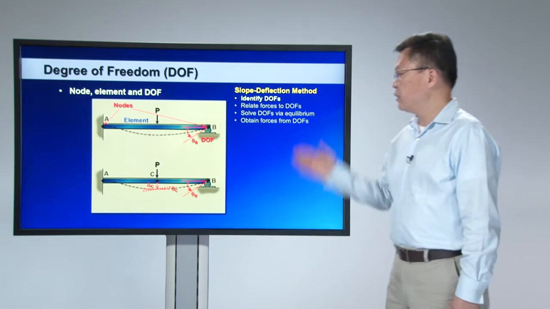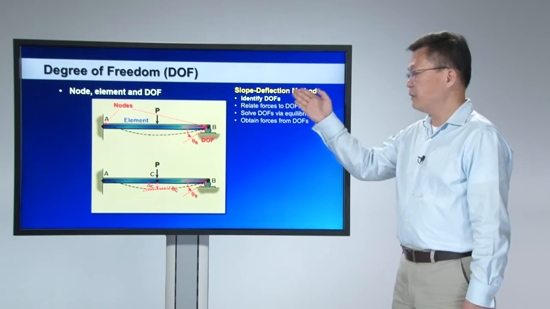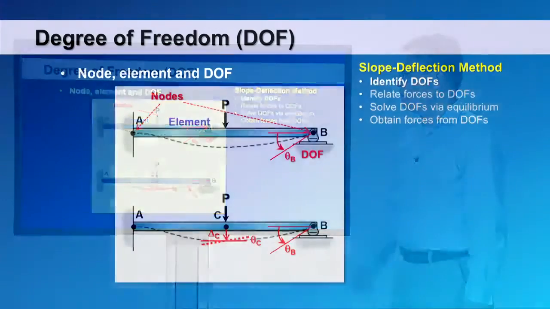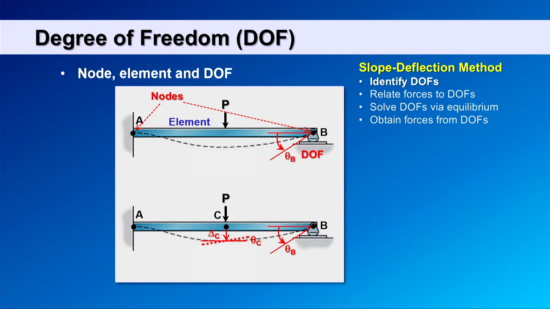The slope deflection method follows these steps. First, you have to identify degrees of freedom, like I just did. Next, you need to relate forces to degrees of freedom. And then you can solve for the degrees of freedom using equilibrium. And then you can obtain forces from the degrees of freedom that you found in step 3.